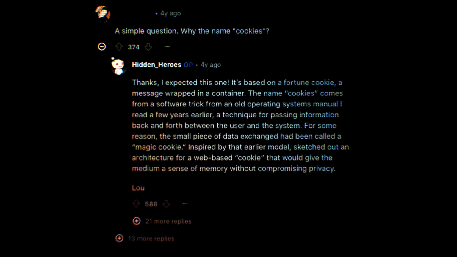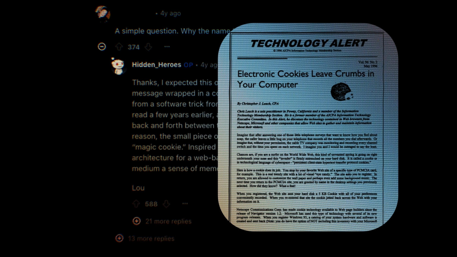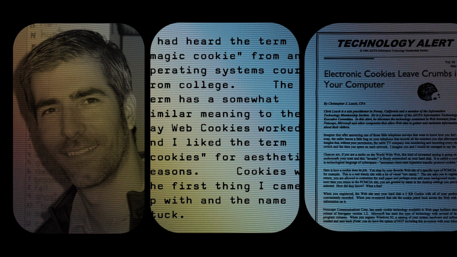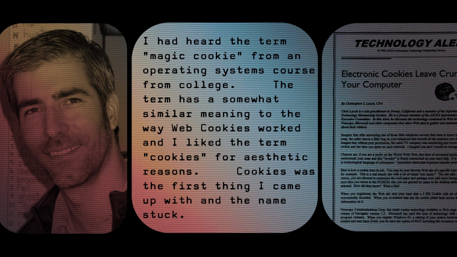And this is interesting because this is the first time that I could find where Lou mentions fortune cookies. In the earlier times I found Lou explaining the name, he only mentioned the old magic cookies reference and how he liked the aesthetic of the word for his creation. So seemingly what that means is he liked how he saw a connection to the idea of fortune cookies. So wouldn't it be cool if it turned out that magic cookies were actually also inspired by fortune cookies?